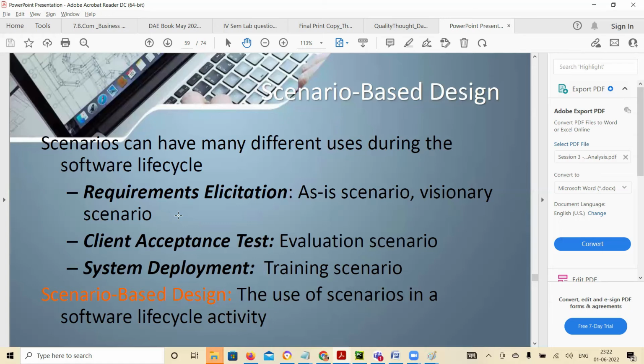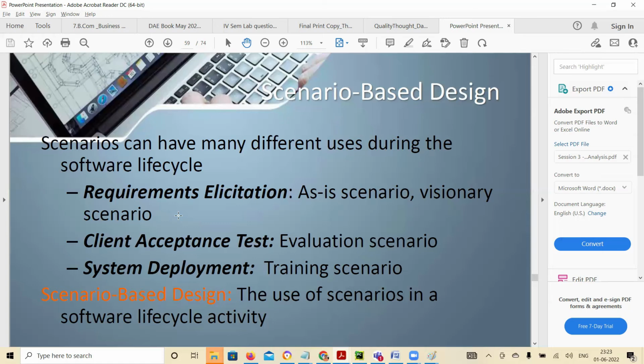But mostly we talk about requirement illustration, which is the biggest and the most important. Here again we create what is called as-is scenario and visionary scenario. System deployment is about training scenario. Client acceptance test is about evaluation scenario. You're evaluating a particular feature, right?